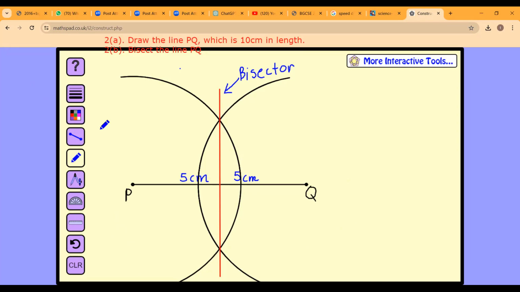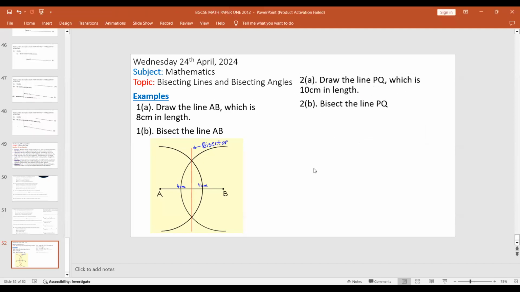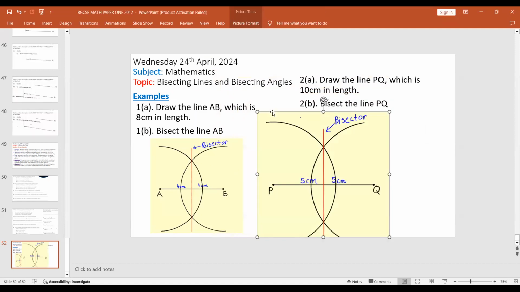Let me put this inside the chat. Let me put this inside the PowerPoint. And so that's how you bisect lines. You go ahead and you draw an arc.